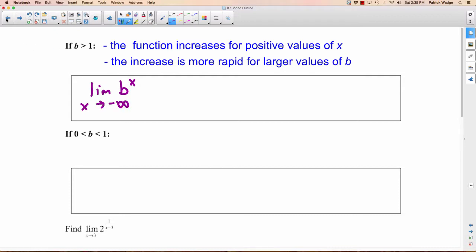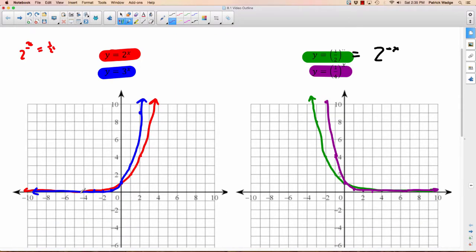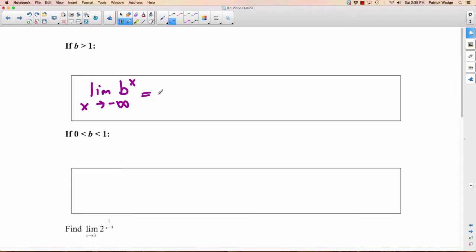So let's look back and see if you can figure this out. We're talking about this situation where we have a b value greater than 1, and as x approaches negative infinity, so way out here, what are both of these functions getting very, very close to? They're getting very close to a y value of 0. Okay, what if we look the other way?